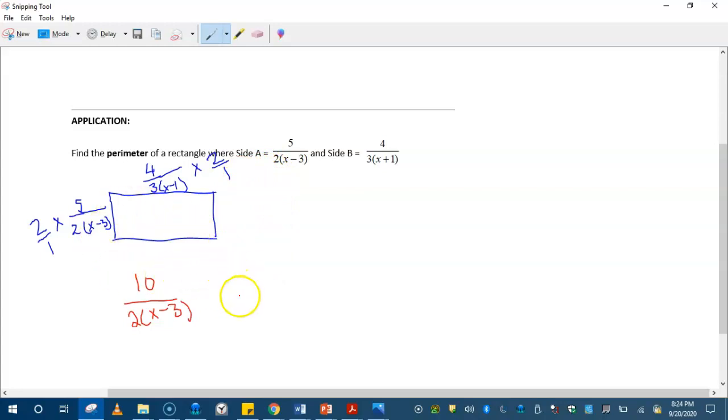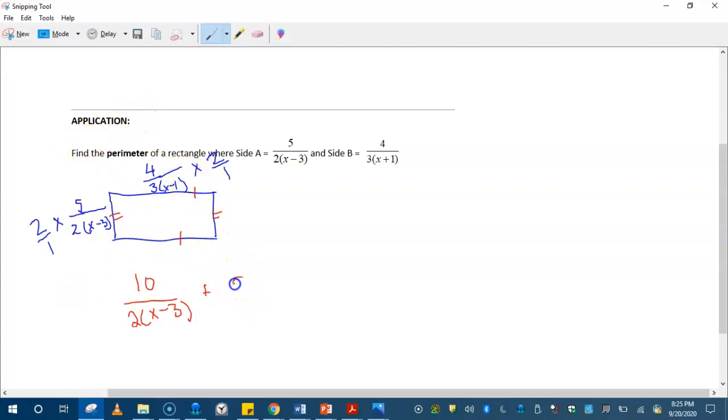Now remember, perimeter, we add the sides. We've already doubled both of the same lengths from here to here and here and here. So that means we're going to just add those doubled lengths together to find what the perimeter is.